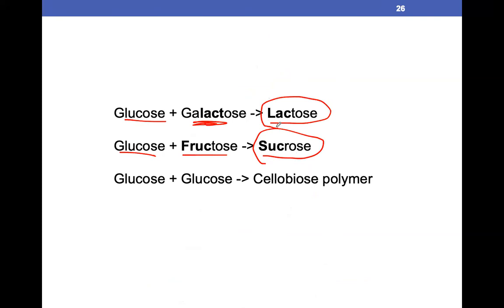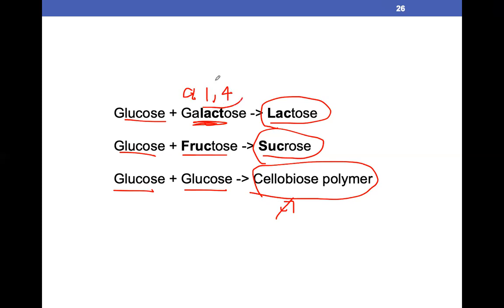And there's a third disaccharide that they want you to know about, which is glucose plus glucose, and it's going to give you a cellulose polymer, which is pretty much the disaccharide version of cellulose, right? So this is the disaccharide version of cellulose. Okay, so glucose plus galactose is lactose. The other thing I want you just to be familiar with, we're going to go over it later, but this bond is an alpha 1,4 bond. So the first carbon of glucose and the fourth carbon of a galactose are going to connect to make a lactose.